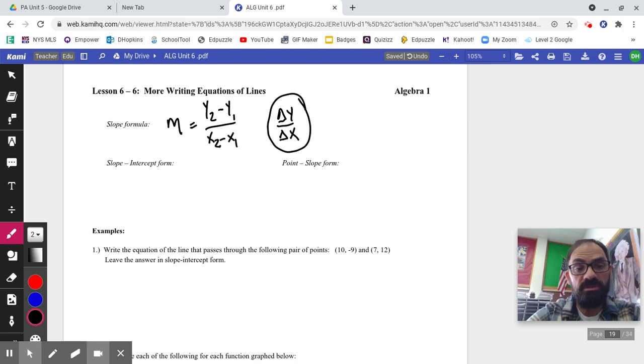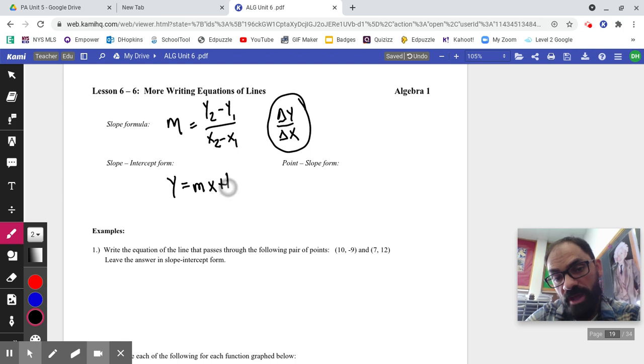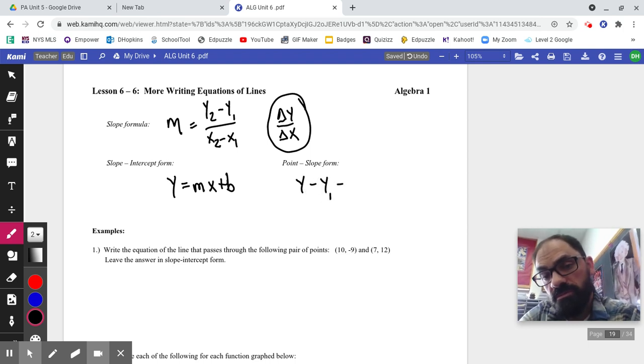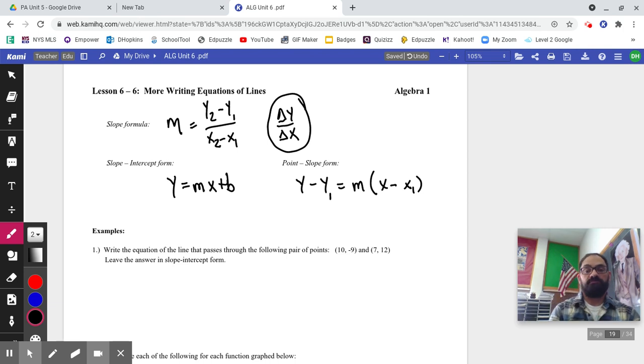The slope-intercept form is y equals mx plus b. We know this as well. And then we have point-slope form. That is y minus y1 equals m times x minus x1. Now, it looks tricky, but we know all those components. The x1 and the y1 is just any point that we have, and the m is the slope, just like in the other equation.